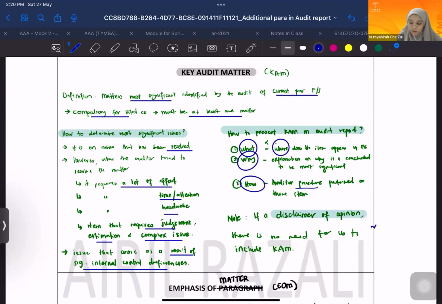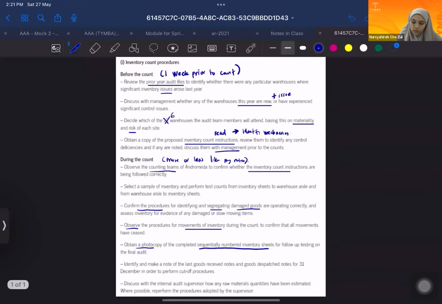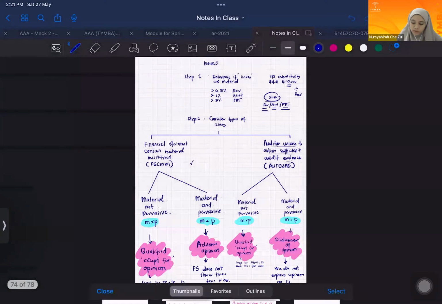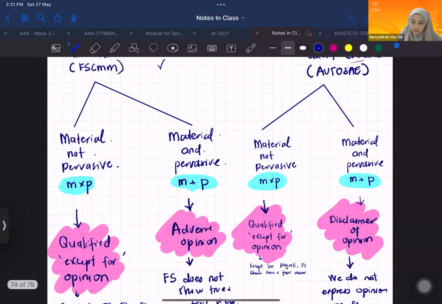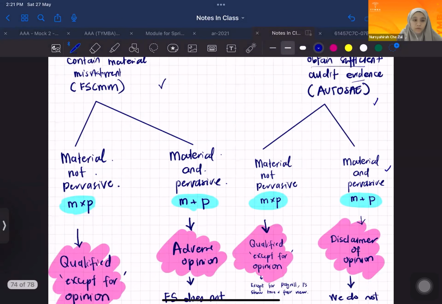Just extra notes for you. If you are going to issue a disclaimer of opinion, there is no need for KAM. Back to my notes just now, before we broke. When you would like to issue a disclaimer of opinion, it means the auditor is unable to obtain sufficient evidence and that matter is pervasive, meaning that out of all the FS, you are unable to audit most of the items in the FS. Perhaps due to flood or natural disaster, we are unable to audit the financial statements. So the auditor can issue a disclaimer of opinion.